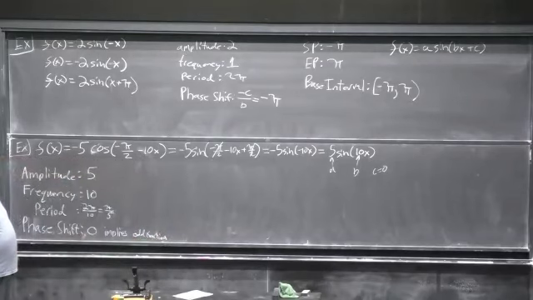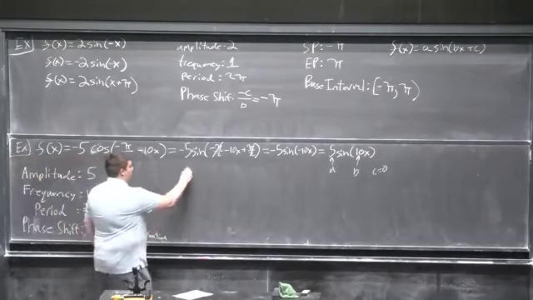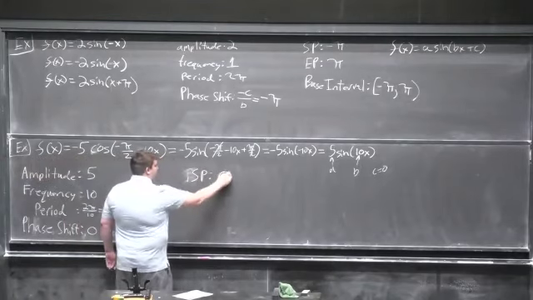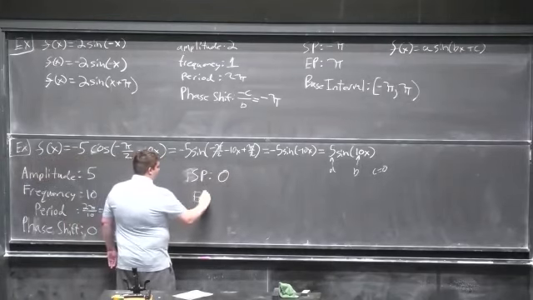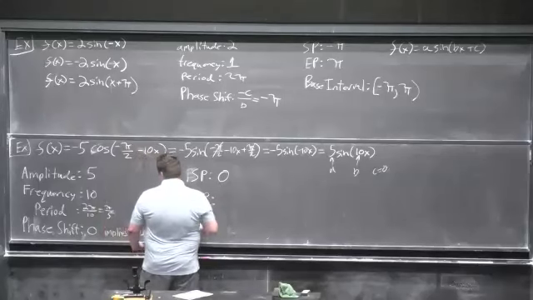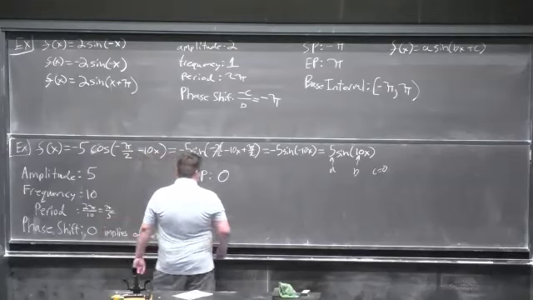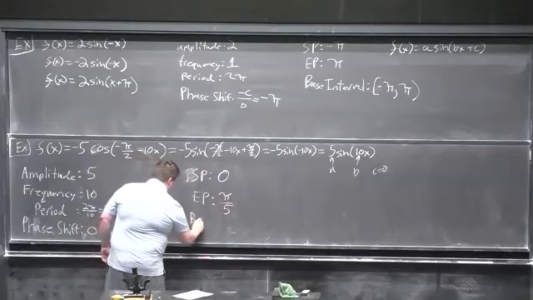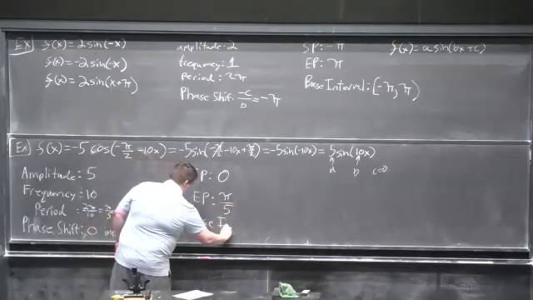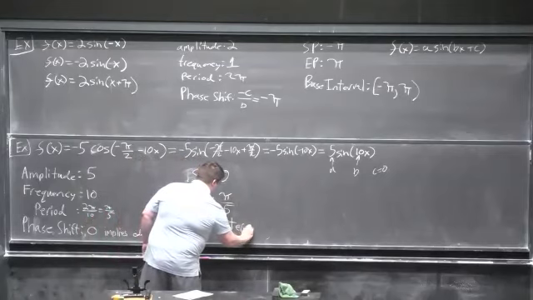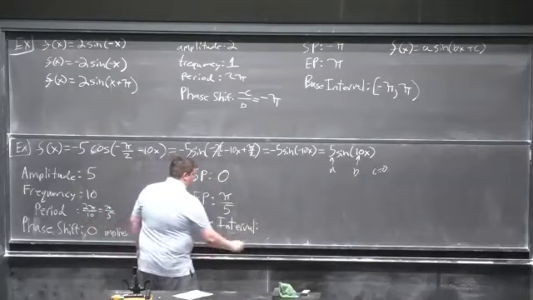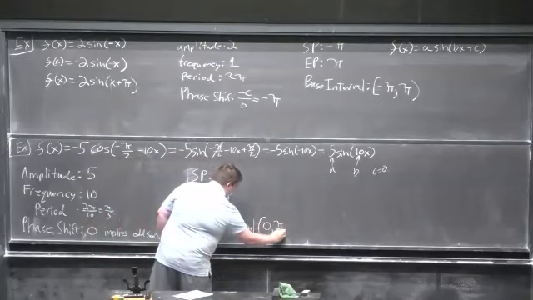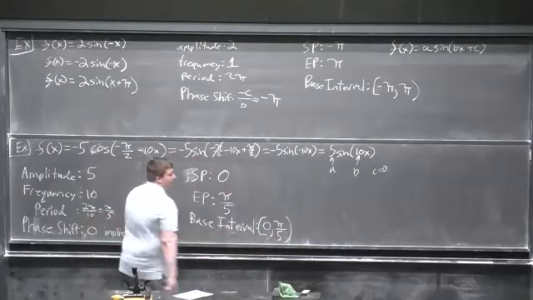And now we want to find our base interval. So we want to find the start point. It is going to be our phase shift, which is 0. For our endpoint, we're going to add 1 period, which is pi over 5. So we're going to have pi over 5. And so our base interval is inclusive of 0 to pi over 5, excluding the pi over 5.